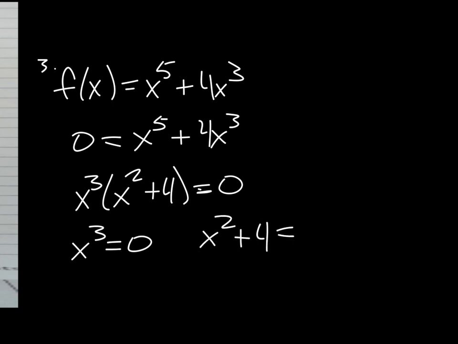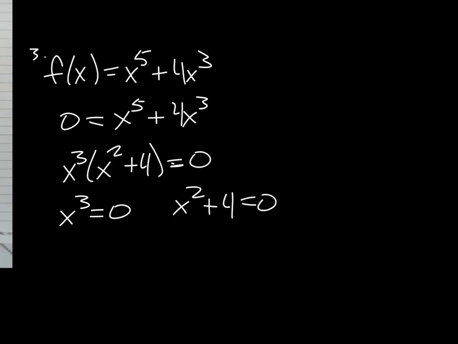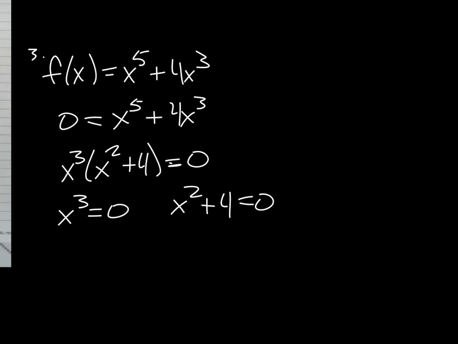Now, how many solutions are we looking for right now? Why? Because the biggest exponent's 5. Okay, so right on this first one, we're going to take the cube root of both sides. What's the cube root of 0? But we were supposed to get 3 answers out of that. So is this okay that we only got 1?